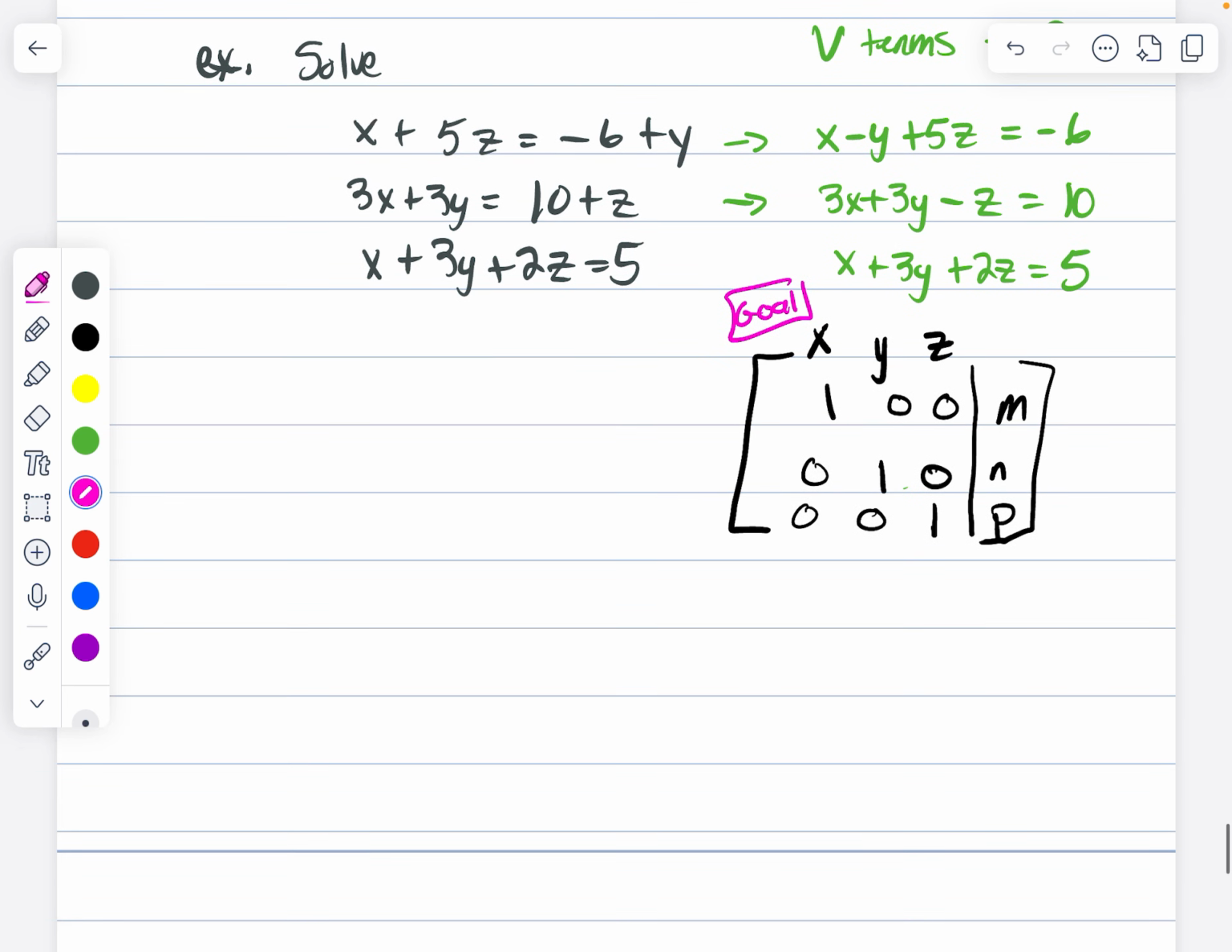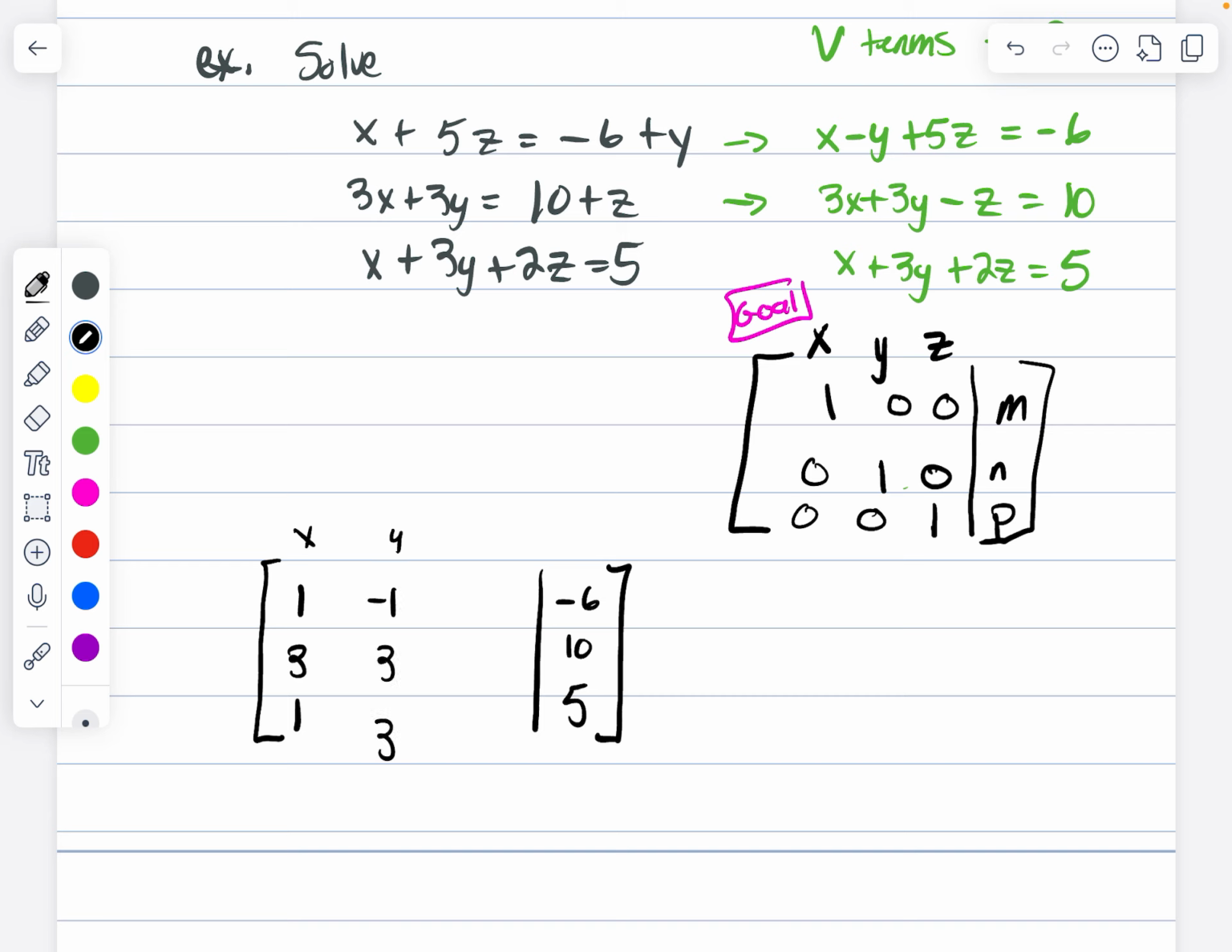All right, so with this in mind, we're going to create our augmented matrix. That's the first step. Instead of having it as a system, let's create an augmented matrix, where the left side is going to be the coefficients of our variables, and the right side is going to be the constants. Right now our constants are negative 6, 10, and 5. For x, we have 1, 3, 1. For y, we have negative 1, 3, 3. For z, we have 5, negative 1, 2.